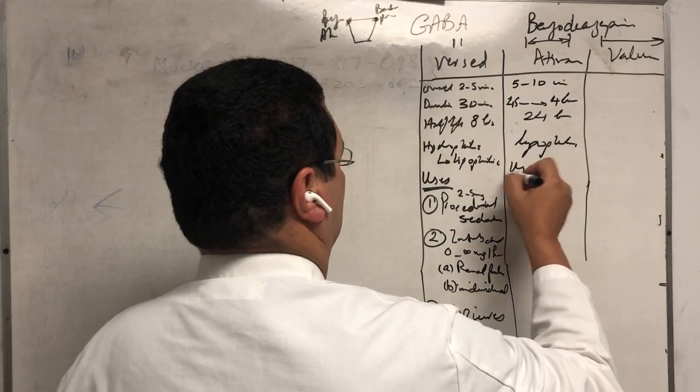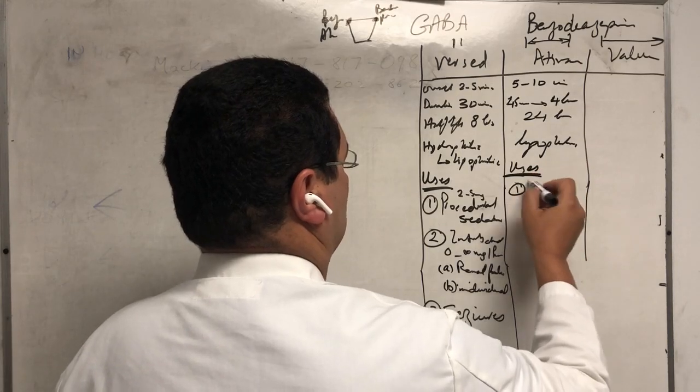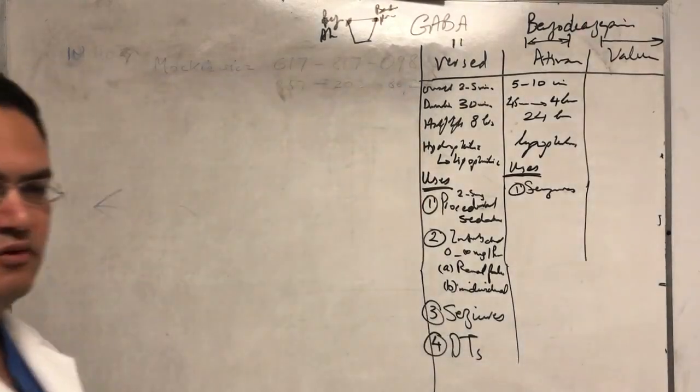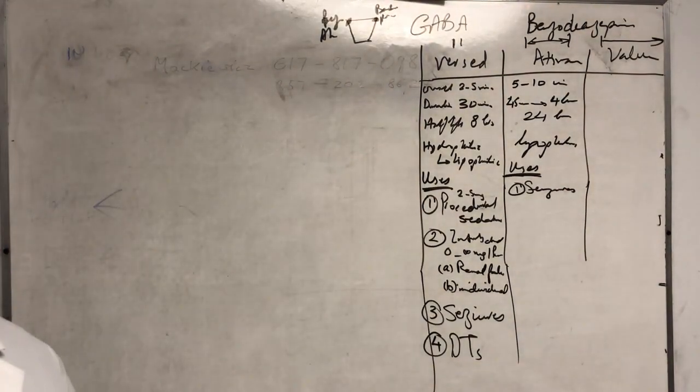Uses: seizures. So it's the king of seizures, right? Everybody seizures, run for the Ativan, 2 milligram, and then.